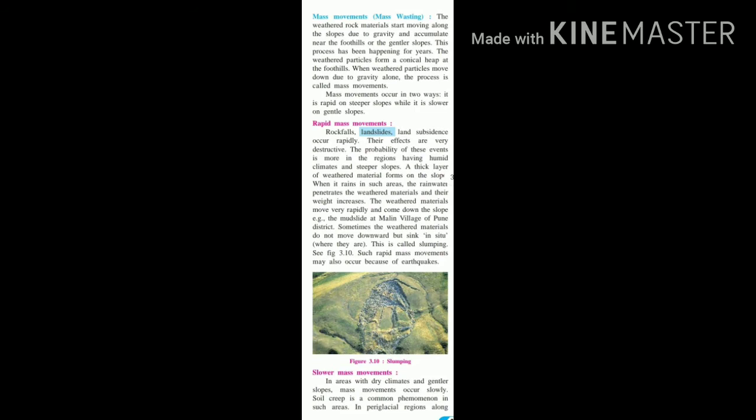Mass movement or mass wasting. The weathered rock materials start moving along the slopes due to gravity and accumulate near the foothills or the gentler slopes. Now, children, you must have seen after the rainfall, the weathered material, weathered means which has fallen apart from the rocks, comes down along the slopes from the mountains or hills due to gravity and accumulates near the foothills or the gentler slopes.